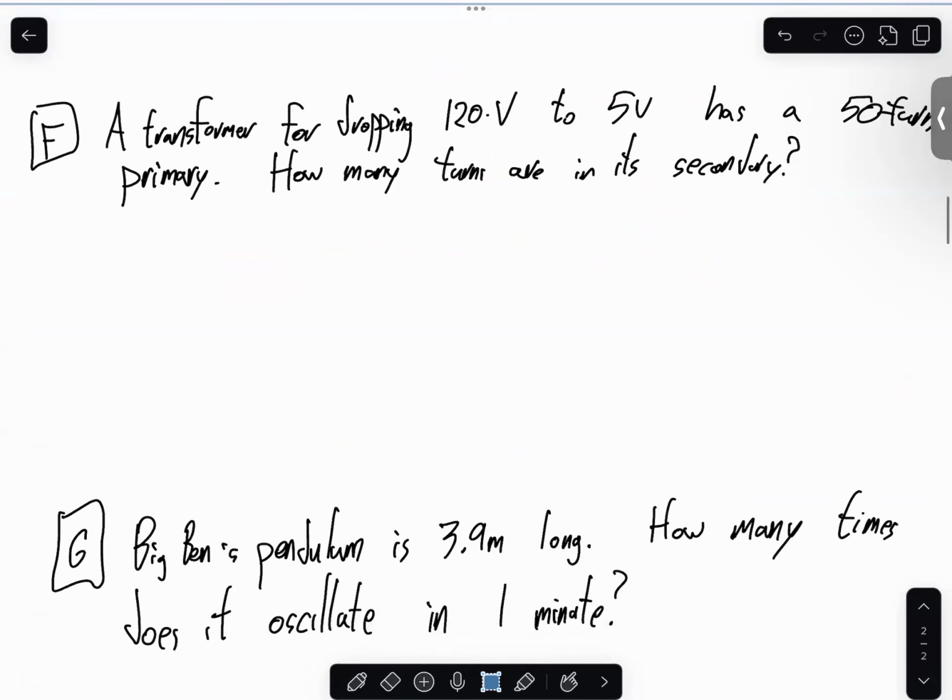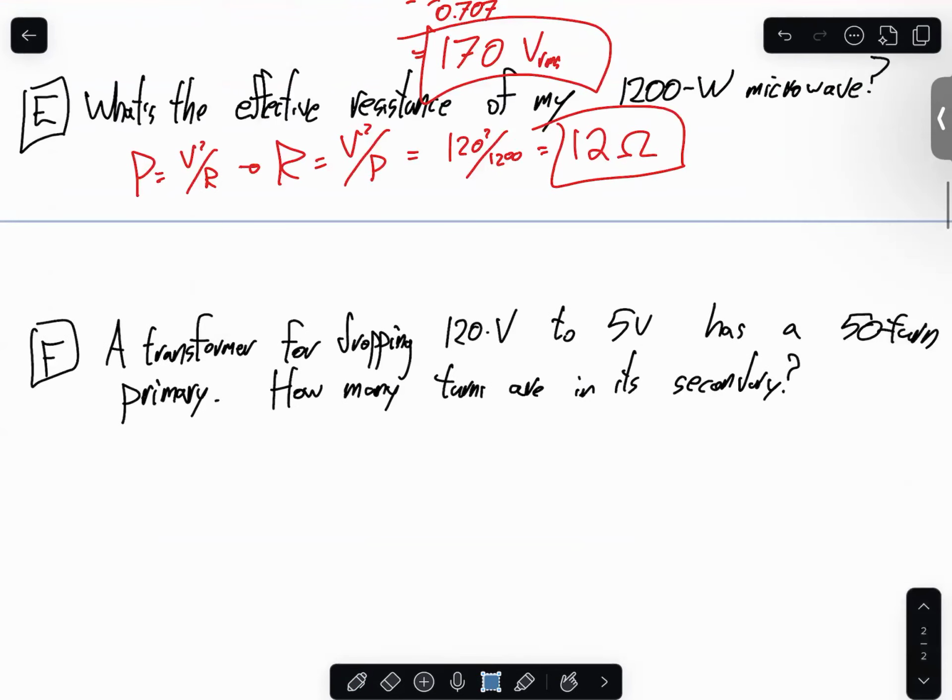And I'll give the second one here. Oscillators, we didn't do this in the 430. How many times does Big Ben's pendulum swing in 1 minute? Number of oscillations per 1 minute.